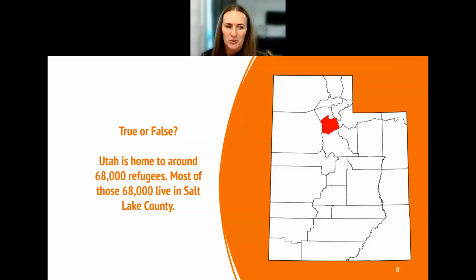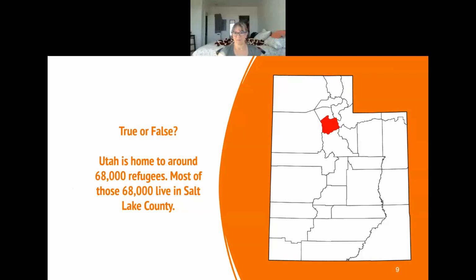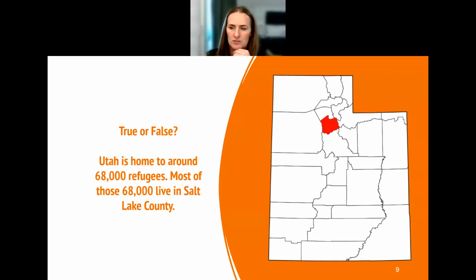True or false? Utah's home to around 68,000 refugees, and most of those 68,000 live in Salt Lake County. Yeah, if Chris says it's true, then it's true. It actually is most likely much higher than this, but we do not know for sure because the last time that we gathered data on it was over 6 years ago. So this is an estimate. Another thing to note is that a lot of folks might resettle themselves again after initial resettlement in Salt Lake. So there are a lot of people who came to Utah as refugees in Salt Lake, but now they live in Logan. And there are refugees resettling directly in Logan now.